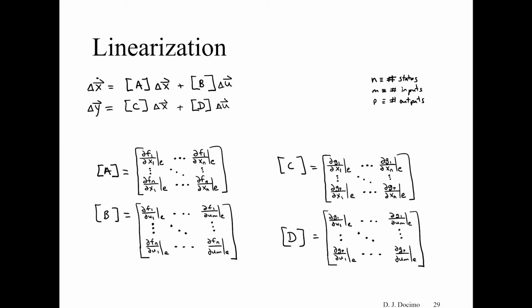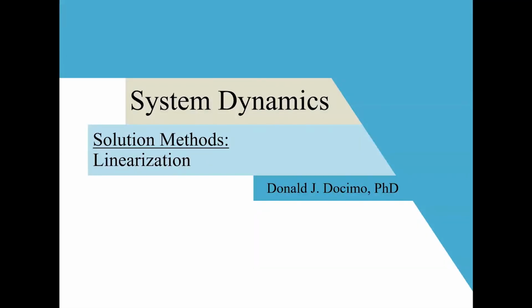Now we're going to define four matrices here, where n is the number of our states, m is the number of our inputs, and p is the number of our outputs. These are what the matrices from the last page are. It's going to be the derivative of the first function with respect to our first state evaluated at equilibrium. Then we keep going down the line until we get to our first function's derivative with respect to our last state evaluated at equilibrium. Then we keep going down the rows and evaluating to get all of these matrices. All these matrices are just a bunch of derivatives from our nonlinear functions that we had before. And that's all it takes to linearize your system.